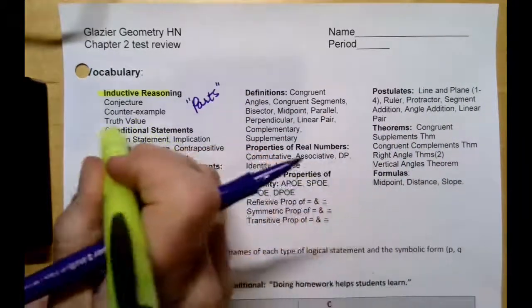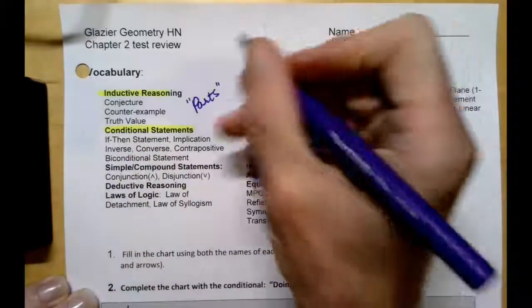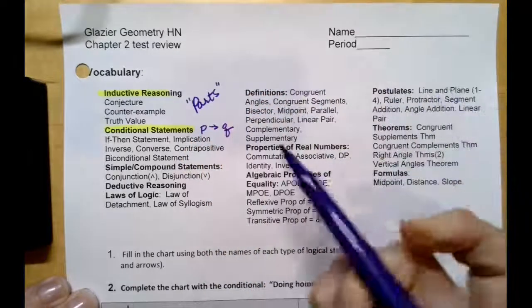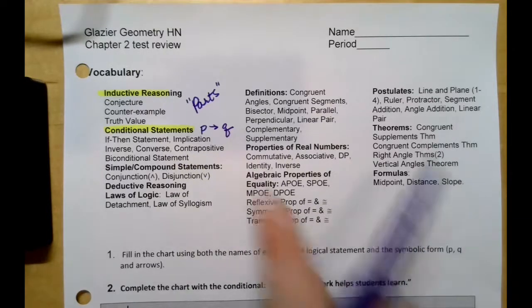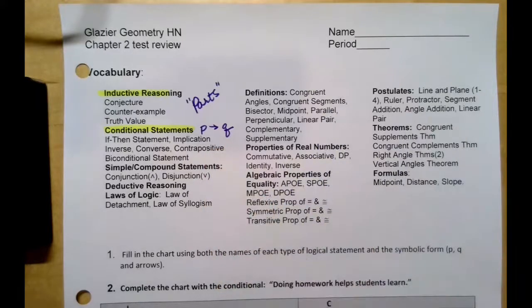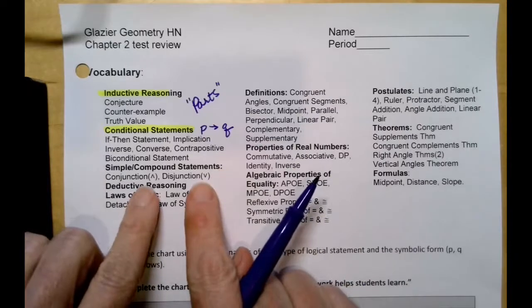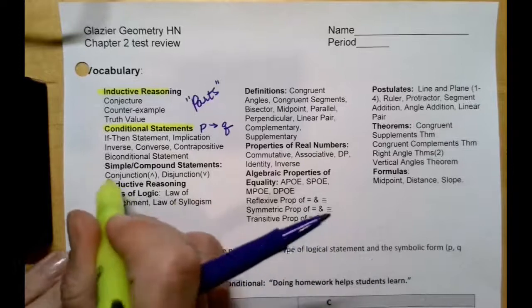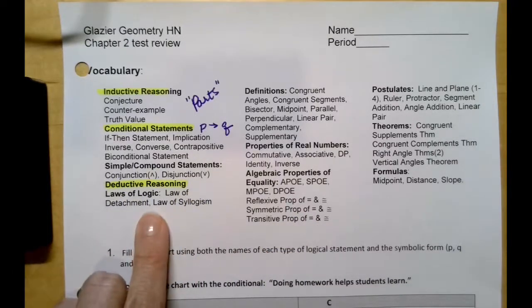So when we talk about conditional statements, we have if-then statements, and I want you to think about your if P, then Q conversation and how the implication, inverse, converse, contrapositive, and biconditional statements are all expressed. Our single and compound statements are joined with a conjunction or a disjunction. Then we hit the law of deductive reasoning and the different laws of logic that are associated with that.